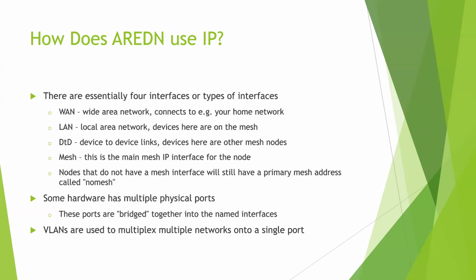So nodes that don't have a mesh interface will still have a primary mesh address, which they'll refer to as the no mesh address. So that's why port 1 on the HAP says internet above it, right? Port 1 is the WAN port, so you would plug the internet in there. Yeah, exactly. Some hardware has multiple physical ports, and some of these ports can be bridged together into those named interfaces on the inside, the logical interfaces. And VLANs are used to multiplex multiple networks, multiple interfaces onto a single physical port.